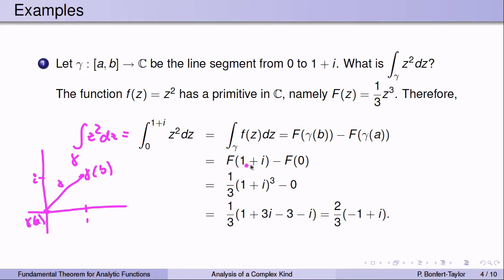But the antiderivative, or the primitive evaluated at 1 plus i, is 1/3 times (1 plus i) cubed, and at 0 we get 1/3 times 0 cubed, which is 0. 1/3 times (1 plus i) cubed is 1/3 times, and now we multiply through here, 1 plus 3i plus 3i squared, which is minus 3, plus i cubed, which is the same as minus i. And when you simplify, you find that's 2/3 times (minus 1 plus i).